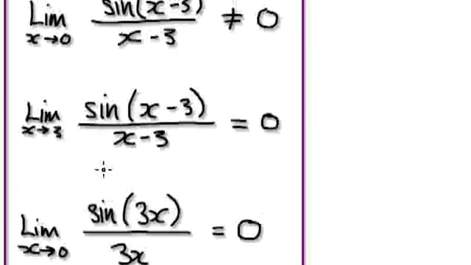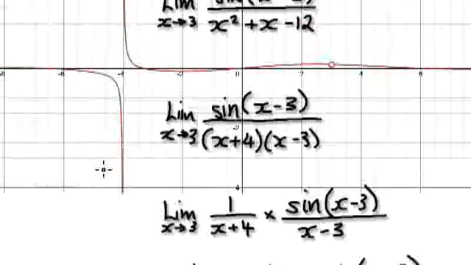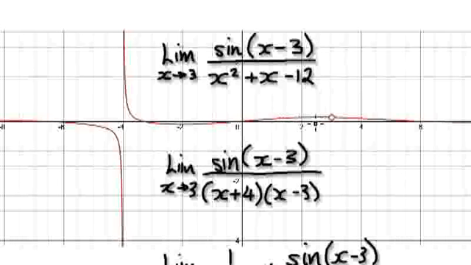So basically, overall, the limit is 1/7. So if you look at this here, look at the original graph. As x heads towards 3 here, the limit here is 1/7. So this is your answer. Okay.